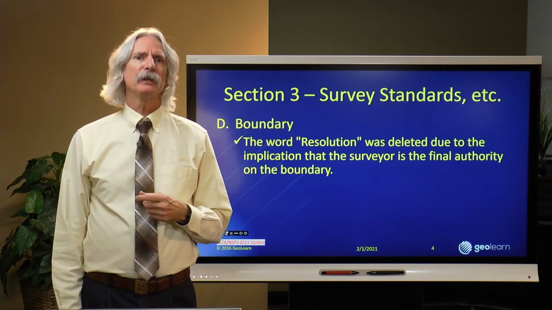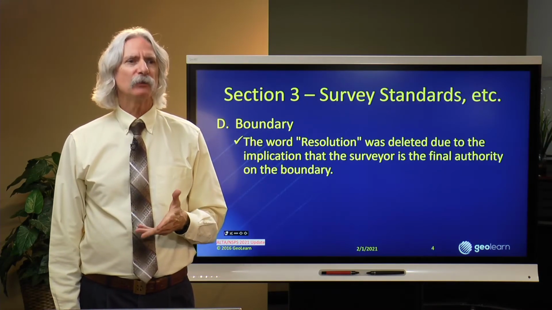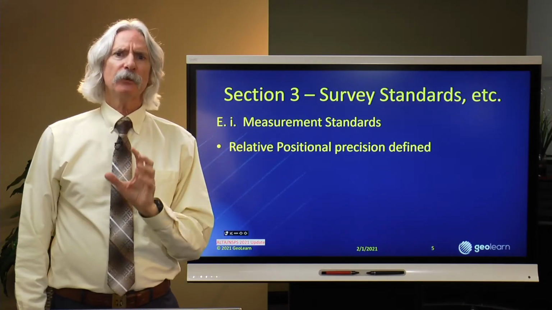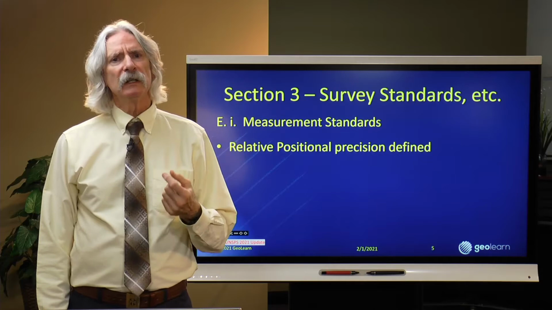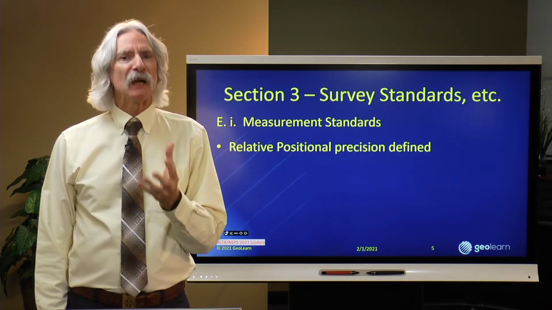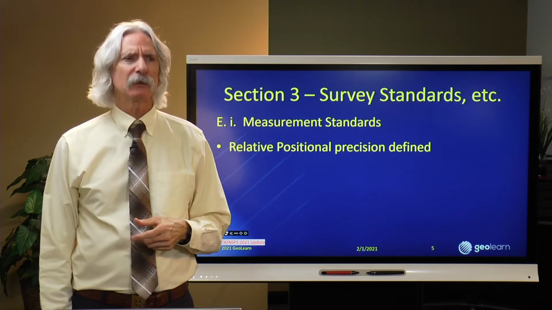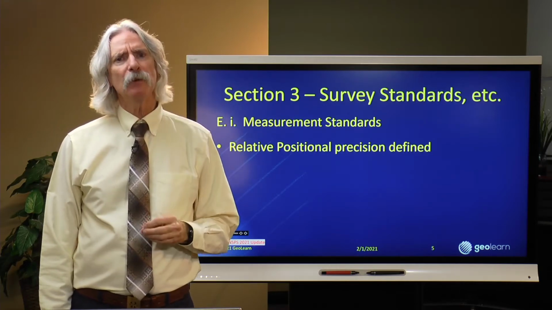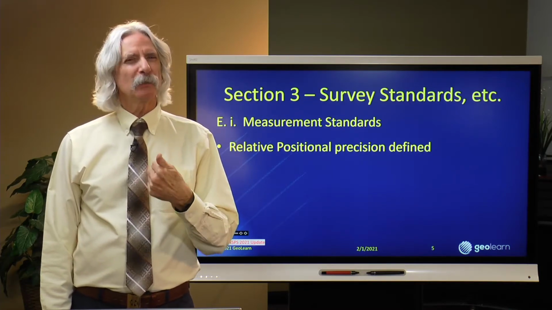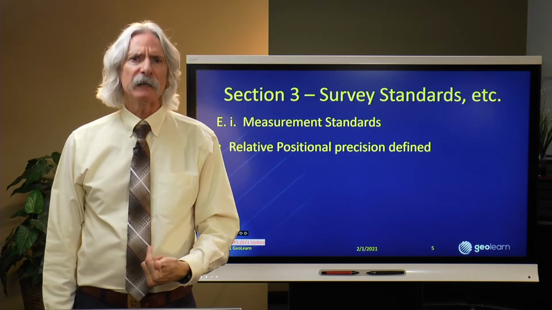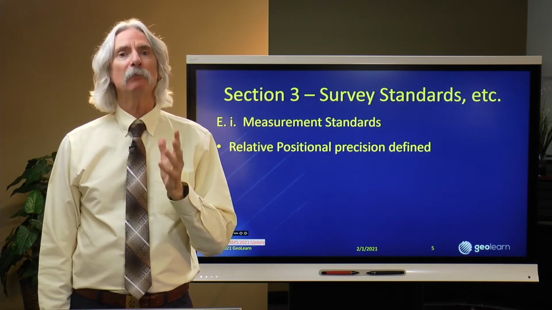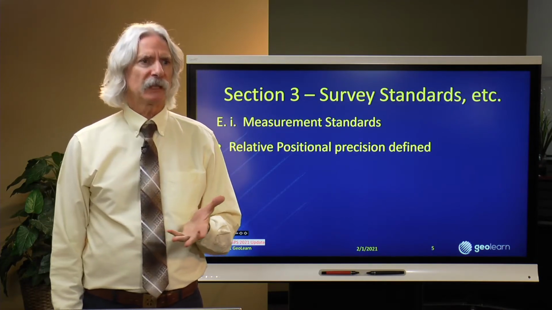In section 3, there are a number of minor changes, and there is a very significant change. In section 3E, Roman numeral 1, this is where we define relative positional precision, right? This is the measurement standard portion of the standards. And we made a couple of changes to this item that will make it, number one, a little bit easier to apply, and number two, makes it a more defensible standard, which is very important from the surveyor's standpoint.